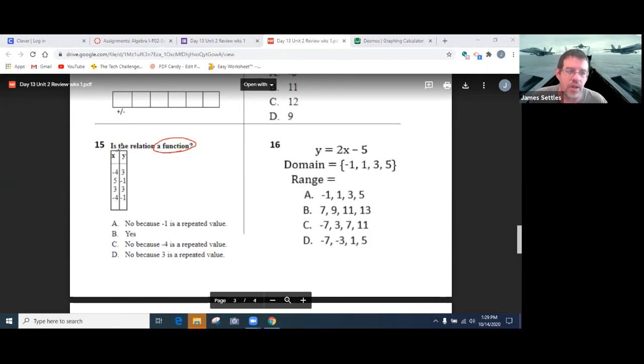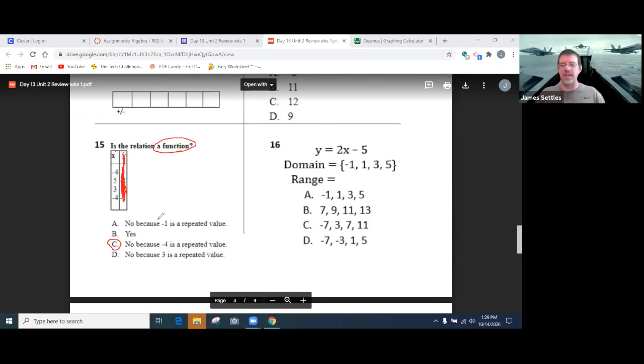Remember, you look only at the x's. We don't care about the y's. Don't look at the y's. So is that a function? The negative 4's repeat. Remember, the key number on functions is 1. That means they can only be written down one time. If you have 2 negative 4's, this is not a function. So no, because the negative 4 repeats.